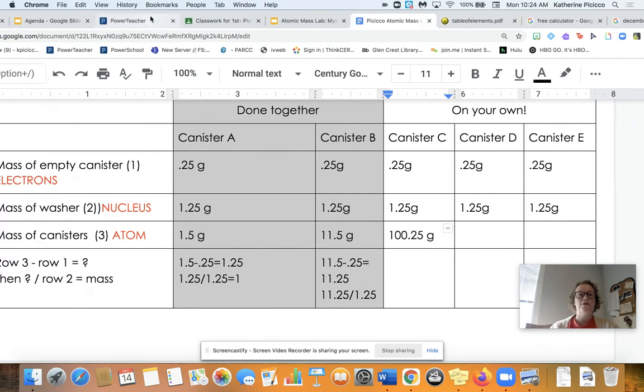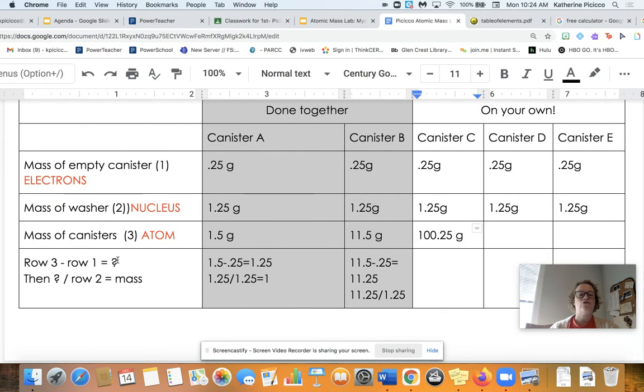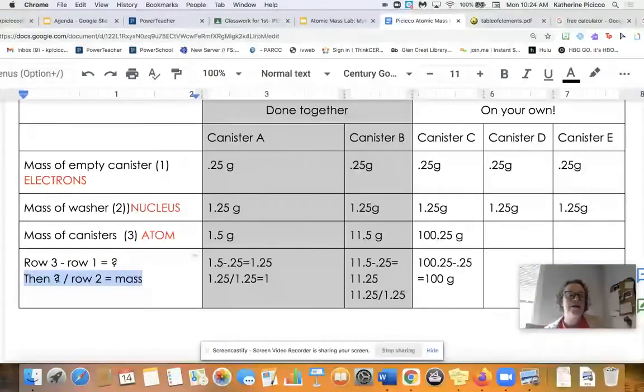So we're going to go down here and we just follow the directions. We do row 3 minus row 1. So here's row 3, 100.25 minus row 1, 0.25. Okay, and when we do that math, we get 100 grams total. Okay, so we still have one more step. Now we've got to do 100 divided by row 2.